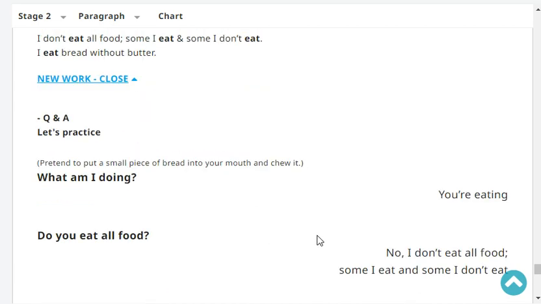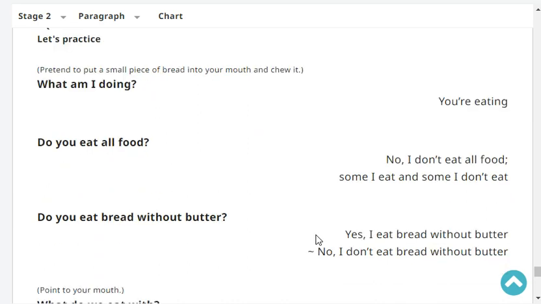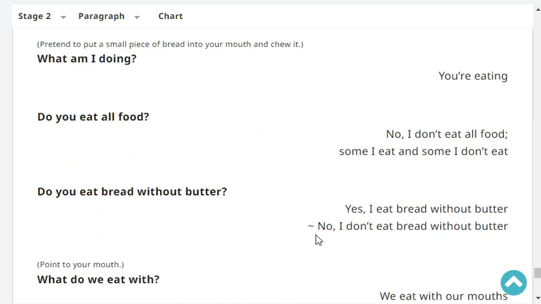Okay, let's practice. What am I doing? You are eating. Do you eat all food? Yes or no? No, I don't eat all food. Some I eat and some I don't eat. Very good.